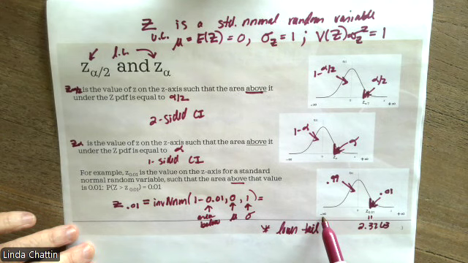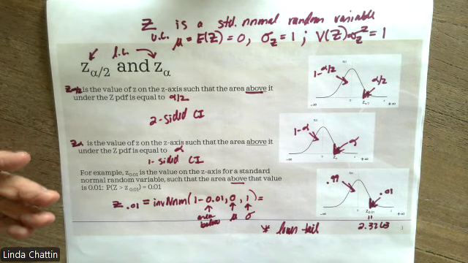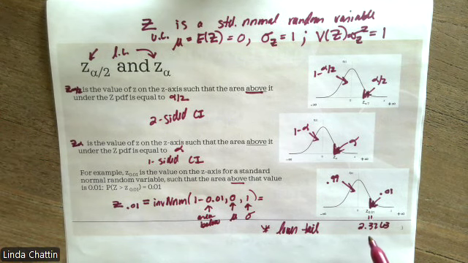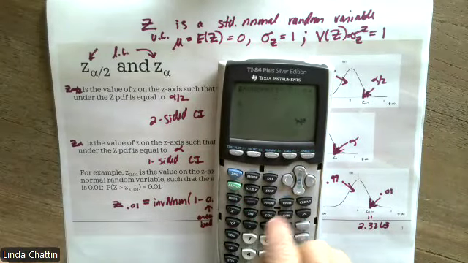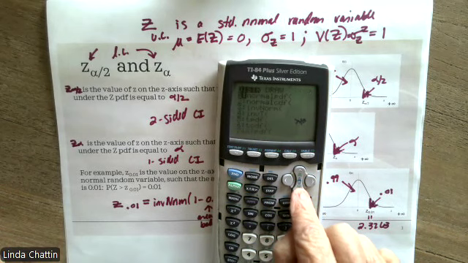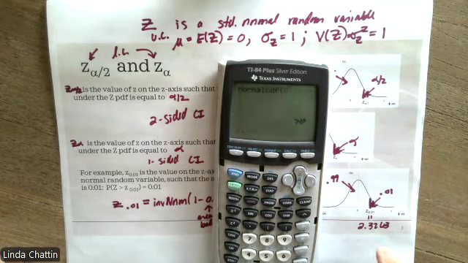We know that if I integrated from negative infinity to 2.3263, I should get 0.99. Or if I integrate from 2.3263 to positive infinity, I should get 0.01. So let's just do one of those just to verify that what I just did was correct. All right. So if I did the integrating function, which is the normal CDF, and let's just go from 2.3263 up to infinity, which I'm going to estimate by 10 to the 99th, for a mean of 0 and a standard deviation of 1.